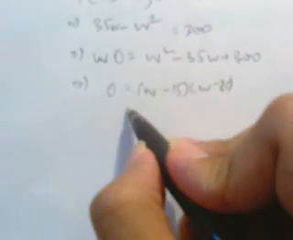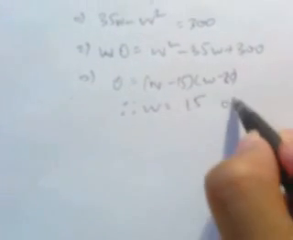That leads us to, therefore, W equals 15 or 20. It can be 15, it can be 20. As we take this part as 0, then we move the 15 over, and it gives W equals 15. We also do the same with this factor, and it gives us W equals 20. Now let us find our L.